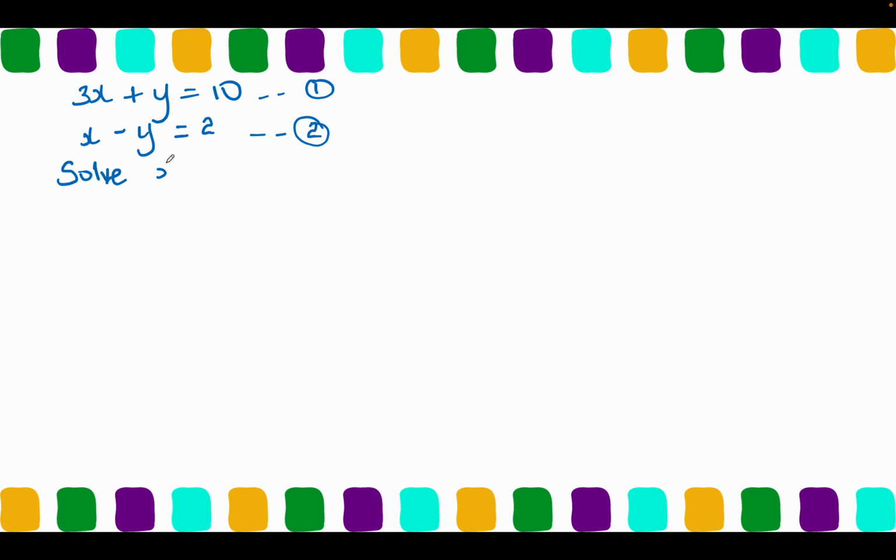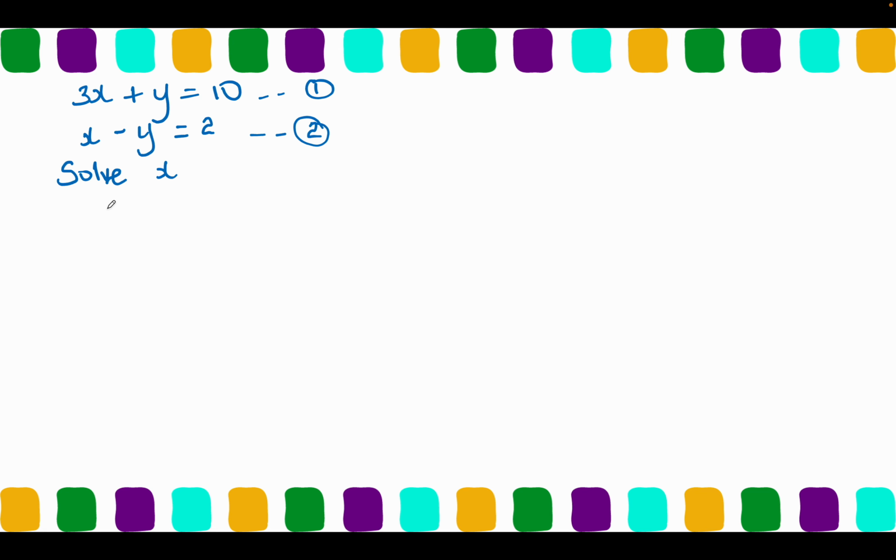Alright, let's try another one. So we have, for example, 3x plus y is equal to 10. And we also have x minus y is equal to 2. Now we're going to solve for a variable, and I'm going to use my second equation. Alright, so let's solve for x.